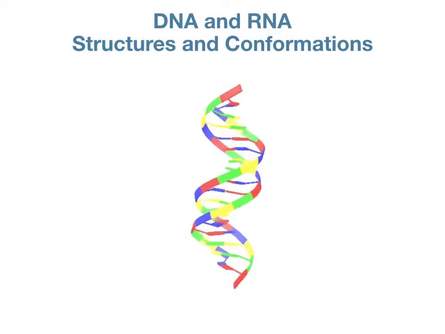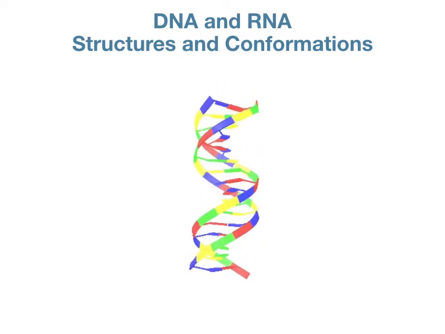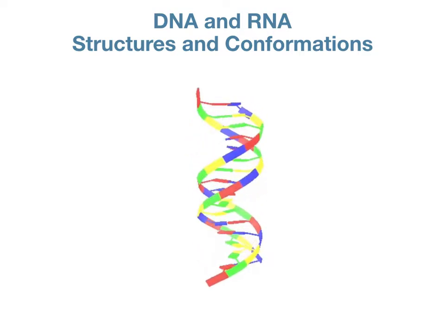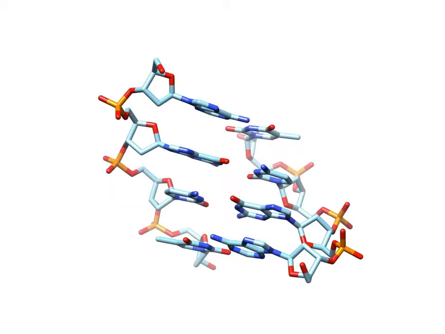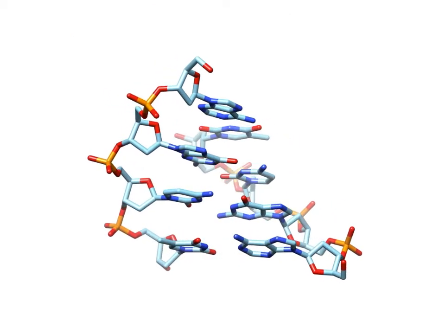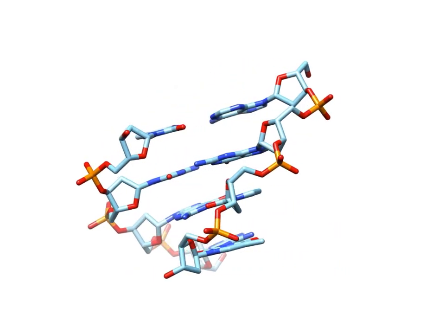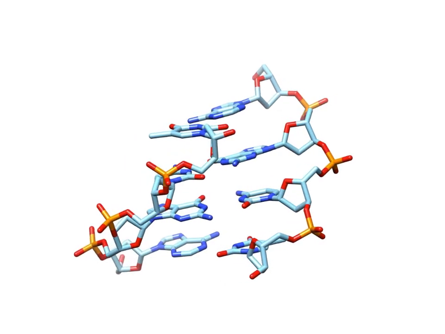In this video, I would like to make a brief introduction of DNA and RNA structures and their conformations. DNA and RNA are both nucleic acids. They carry gene information and regulate protein production. DNA is double-stranded, with B form being the dominant form. This is what Watson and Crick found, which made them Nobel laureates.